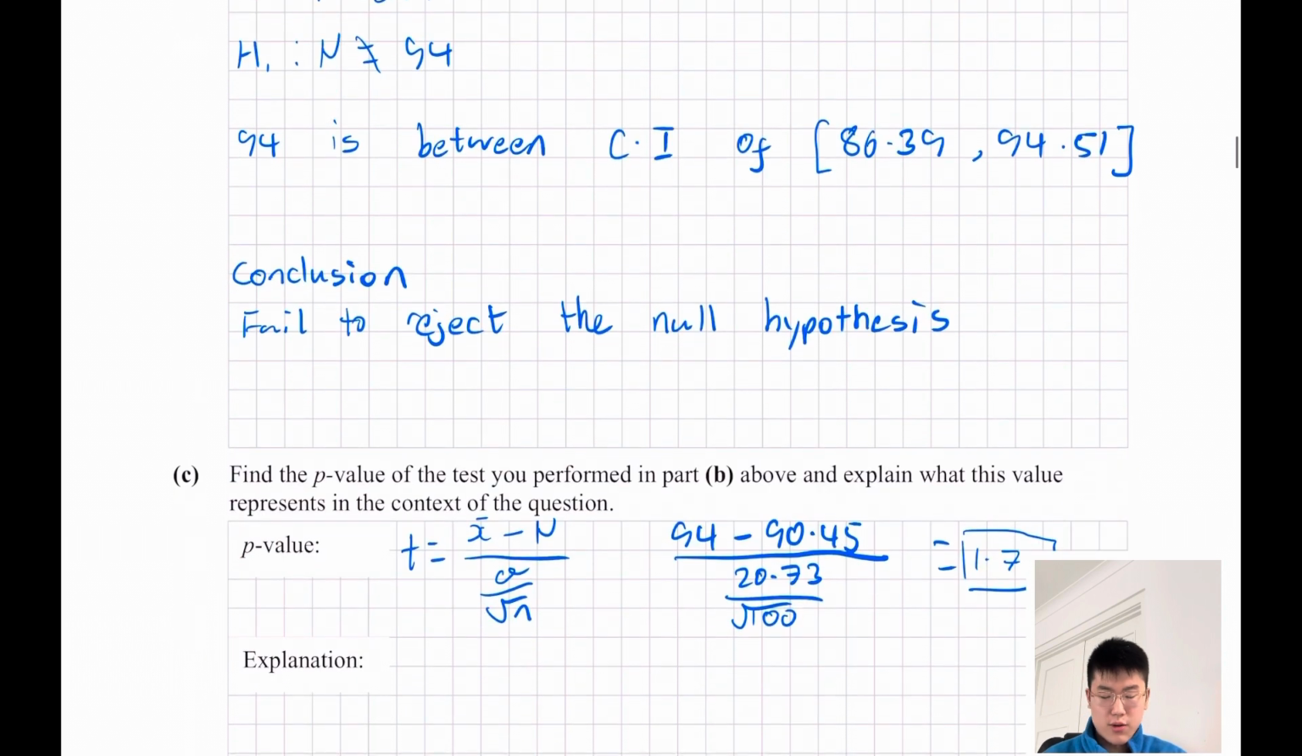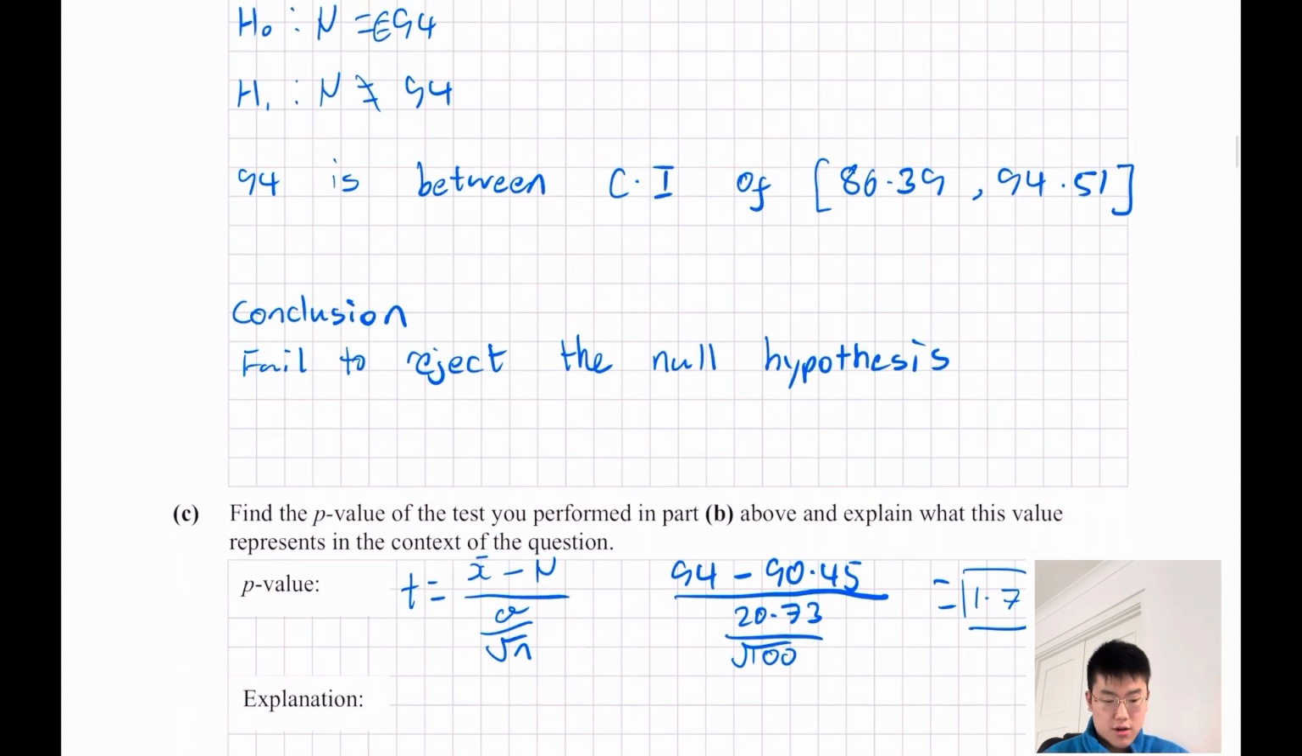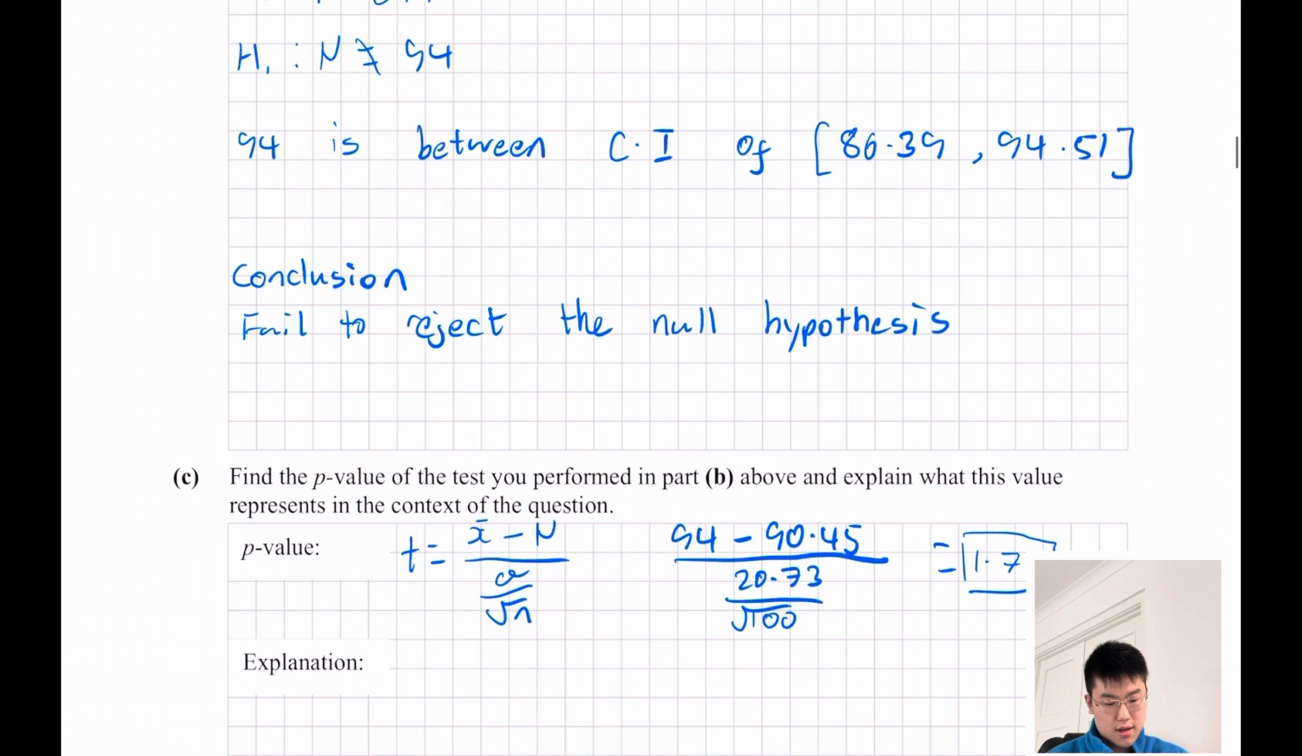So going back to part B, we actually could have used this t-stat to state whether or not we should reject the null hypothesis. If your t-statistic is between 1.96 and minus 1.96, where 1.96 is the z-value corresponding to a 95% confidence level or a 5% level of significance, then we would fail to reject the null hypothesis. Here we have 1.71, which lies within that range. So this is just a different way of doing a hypothesis test.